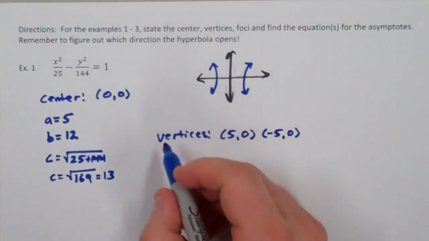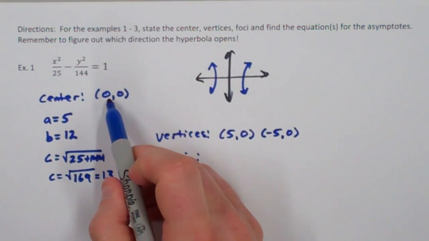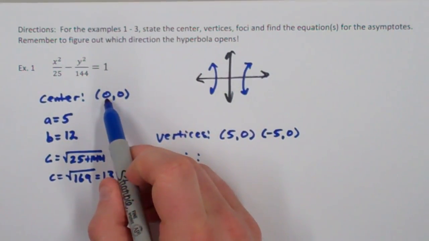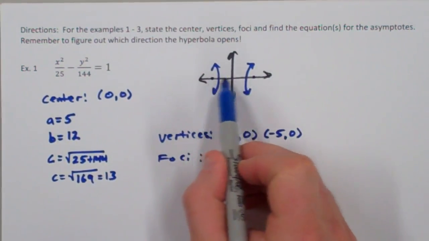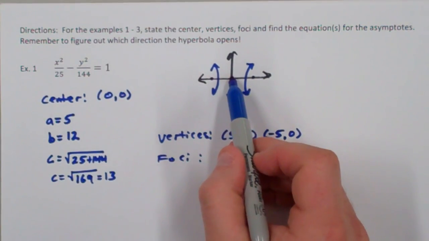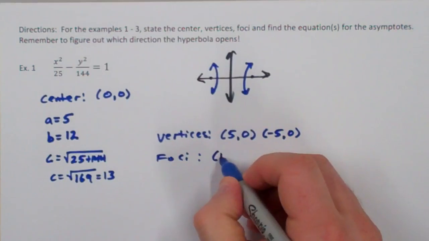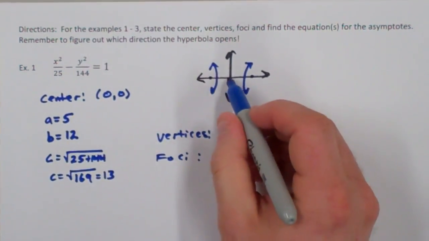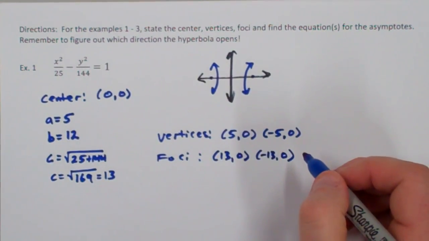After that, we need to find the foci. So the foci, we're going to go right back to our center. We know we're going to be changing the x value. The foci are going to be here and here, so all we're doing is moving left and right from the center. If we go right by c, that will get us to (13, 0). And we need to go left by 13 as well.